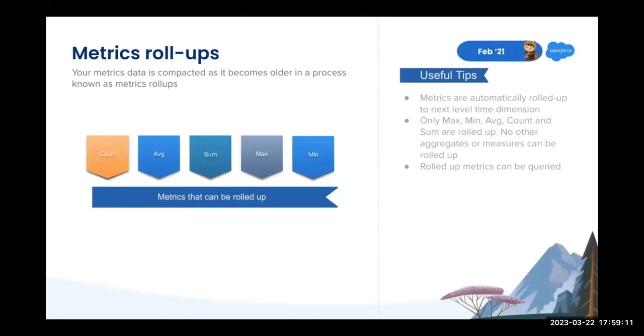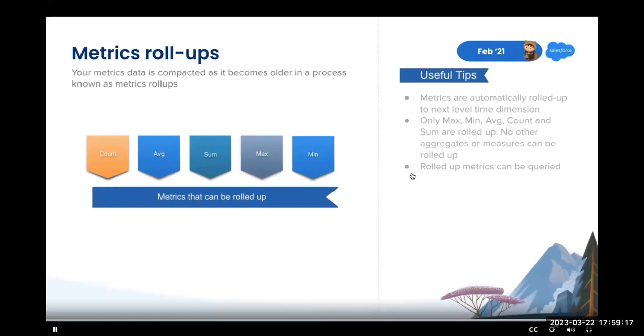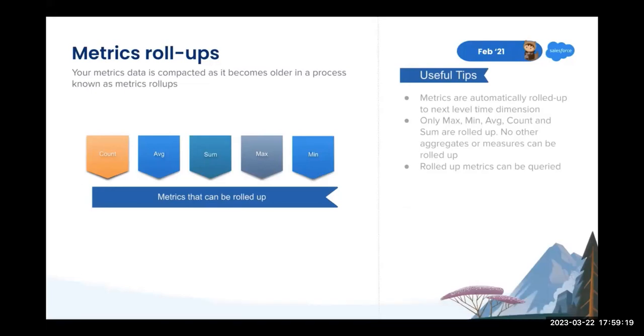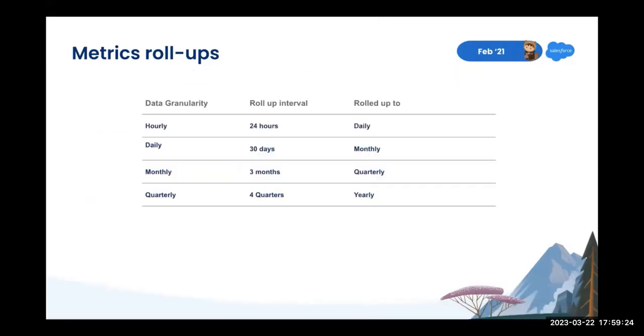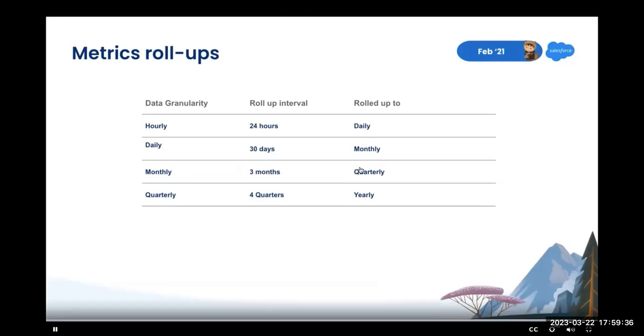And so that's how we make sure that we don't have petabytes and petabytes of data just sitting in these metrics, but at the same time give you the ability to query them at a higher level in dimension. And so this is how it rolls up. Your hourly data after 24 hours gets rolled up to daily, daily gets rolled up to monthly, monthly gets rolled up to quarterly, and quarterly gets rolled up to yearly after 4 quarters.